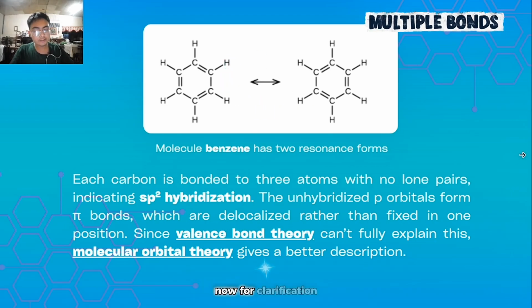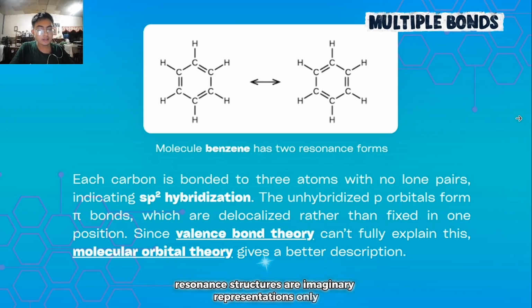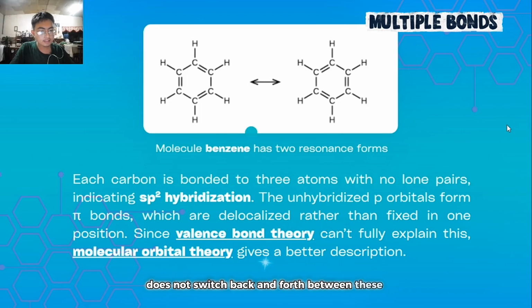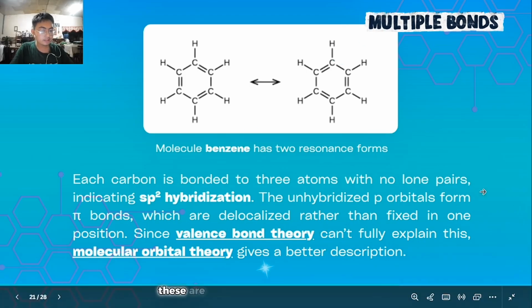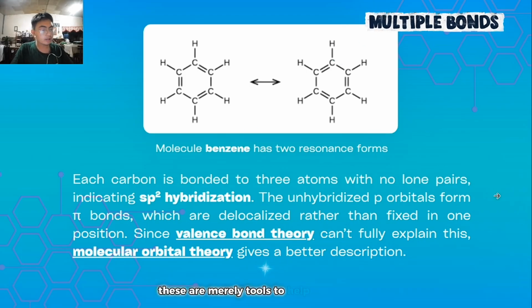Now for clarification, neither of these structures represents the actual molecule. Resonance structures are imaginary representations only. The molecule does not switch back and forth between these two. These are merely tools to help us visualize the structure, which is a resonance hybrid.